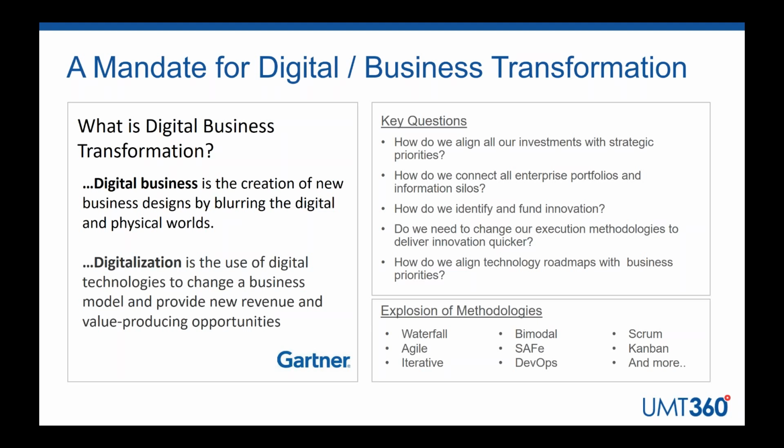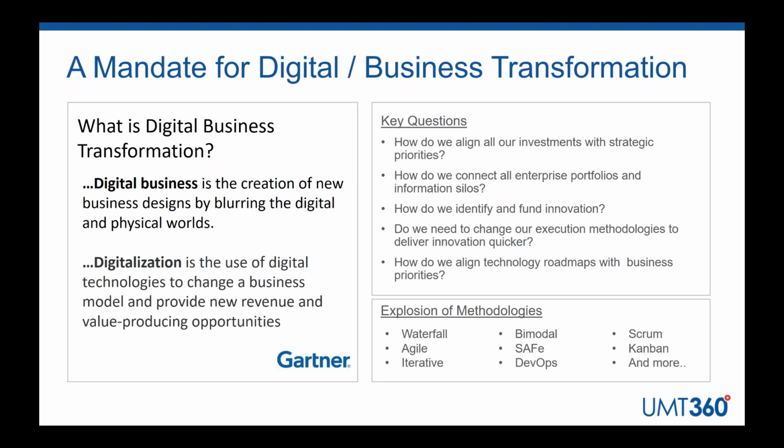This is raising a number of key questions for executives and in turn the PMO community in terms of what are the processes we need to deal with this? How do we look to align investments with strategic priorities? How do we look at connecting everything in our enterprise so we can fully transform all the processes and control all enterprise investments within the organization? What do we need to do to better identify and fund innovation? Do we need to change our execution methodologies to deliver innovation quicker?